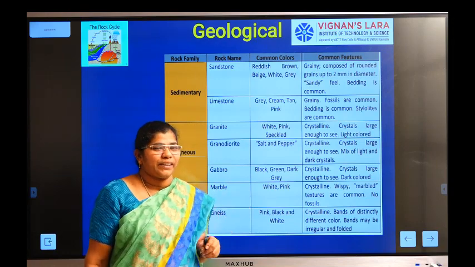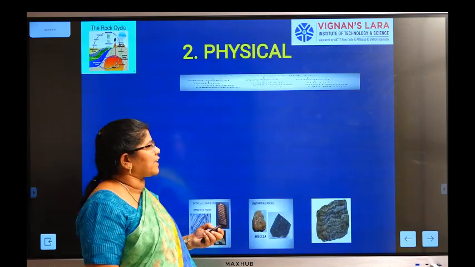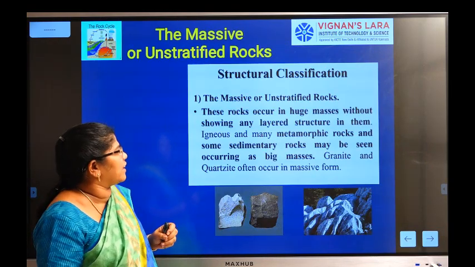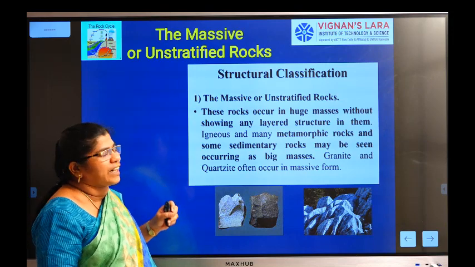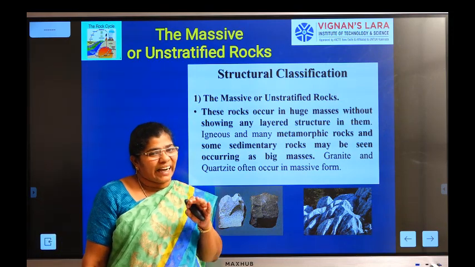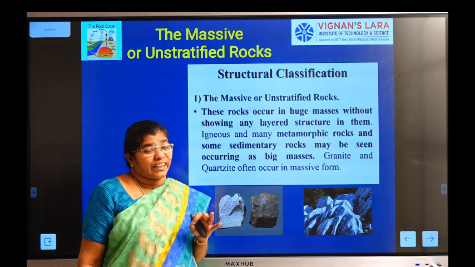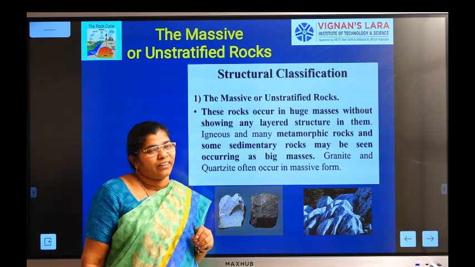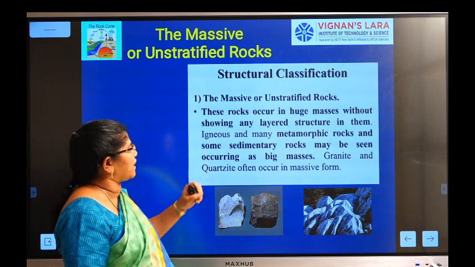So we will go in for the second classification. What is the second classification? The second classification is the structural classification. In the structural classification, there are three types. One is massive or unstratified rocks. The second one is stratified rocks. The third one is foliated rocks. So what are unstratified rocks?